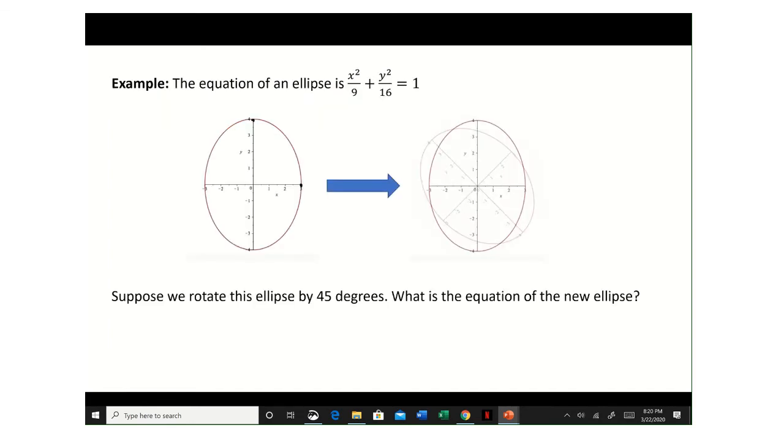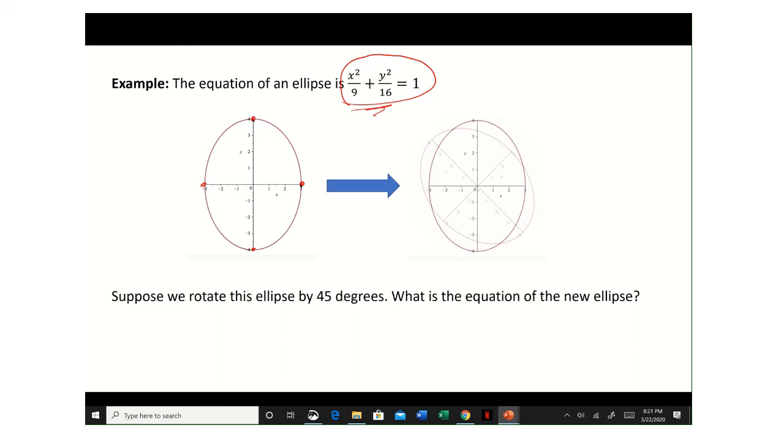Okay, now for the last bit of this lesson, it's going to get a little bit more complex. We're going to use this idea to figure out what the equation is of an ellipse after we rotate it. So, if you aren't familiar with this, this is the equation of an ellipse. And in particular of the ellipse we have right here. It's the ellipse that goes through 3 and negative 3, and through 4 and negative 4 on the y-axis. That ellipse has this equation.